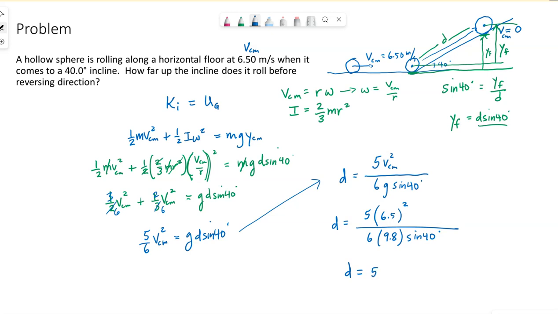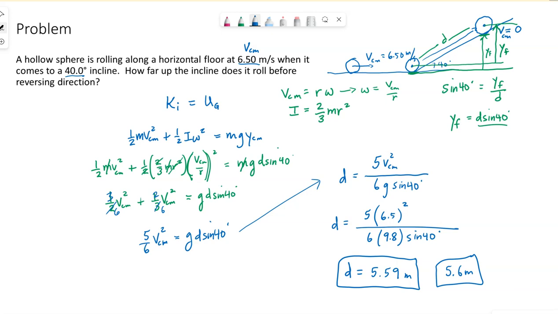I'm getting 5.59 meters. Looking back to the question, there's 3 sig figs in both of those numbers. Yeah, technically 9.8 is rounded to 2 sig figs, so I guess 5.6 is good as well. So that's how far along the incline this sphere will roll.